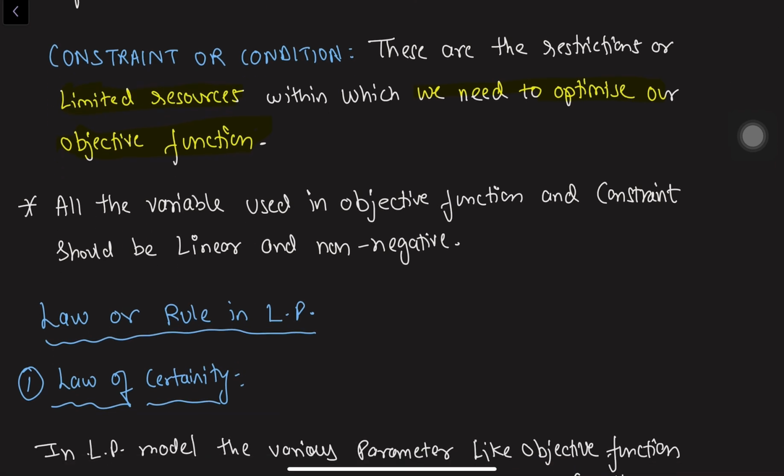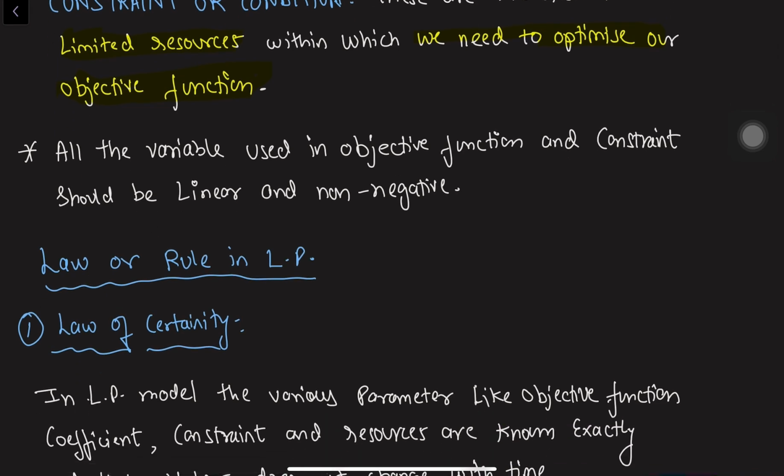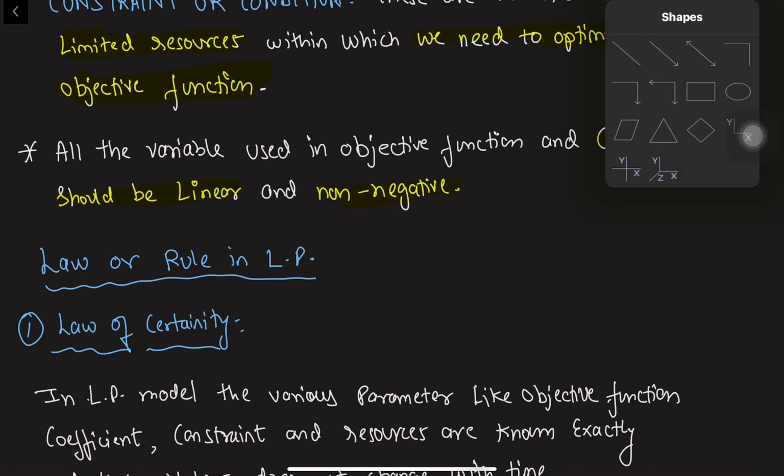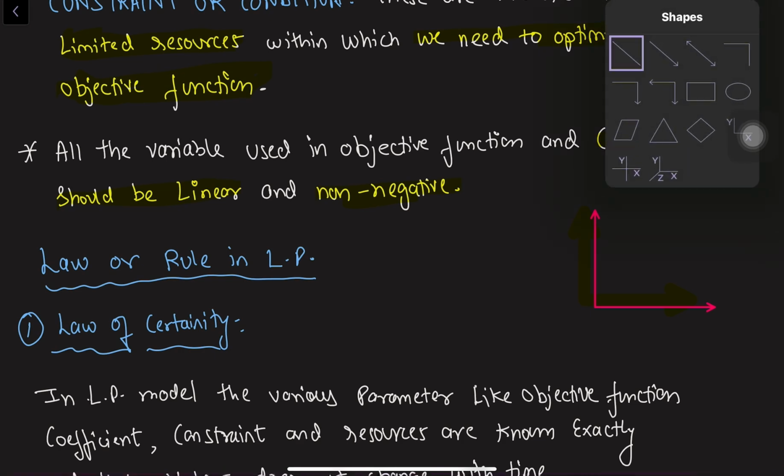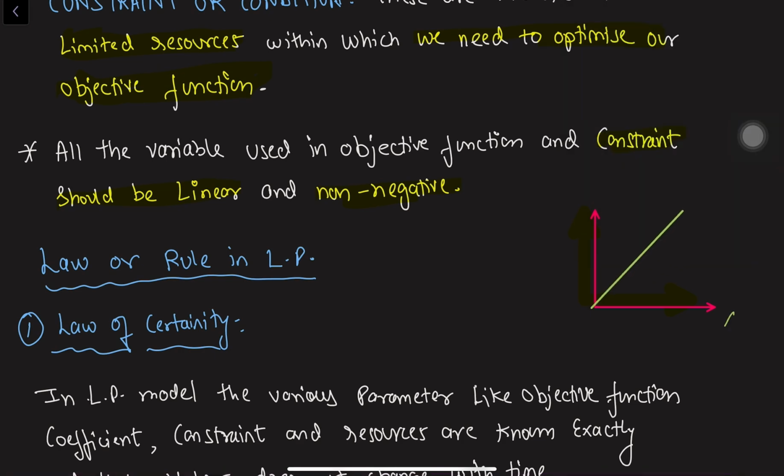So based on our limited resources only, we have to optimize our objective function. And all the variables used in the objective function and constraints should be linear and non-negative. That is one of the assumptions, or one of the reasons that we are doing linear programming, that all the constraints are linear. It should be linear and non-negative. If I plot a graph, if this is x and here's y, and x increases linearly, your y increases. That's how your constraints look.